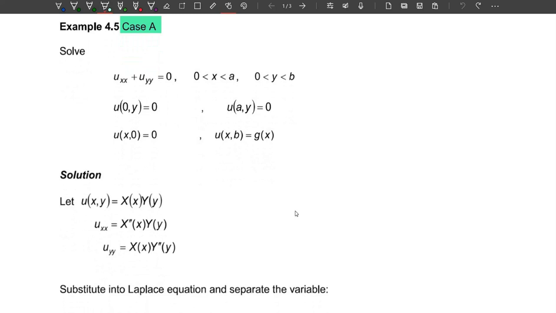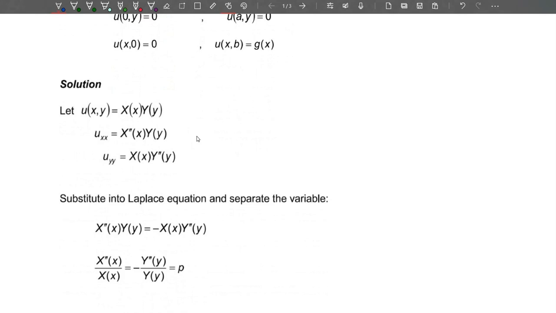Okay, that means both ends are kept at 0 temperature. Okay, 0 degree C. We need to solve this Laplace equation, which is uxx plus uyy equal to 0 for x between 0 to a and y between 0 to b with these four boundary conditions. Okay, u(0,y) is equal to 0, u(a,y) is equal to 0, u(x,0) equal to 0, and u(x,b) equal to g(x).